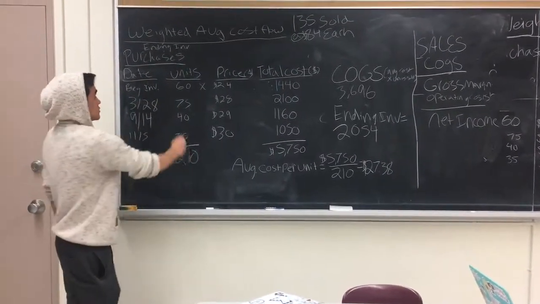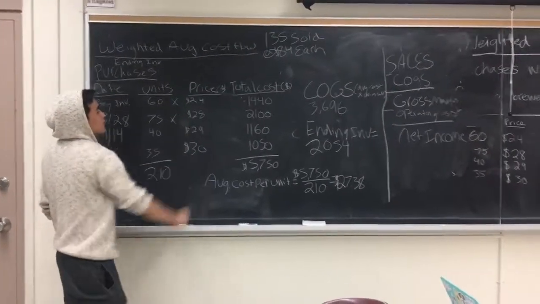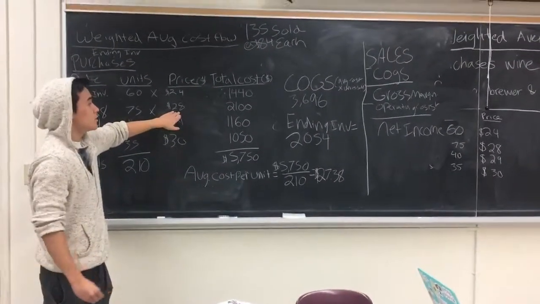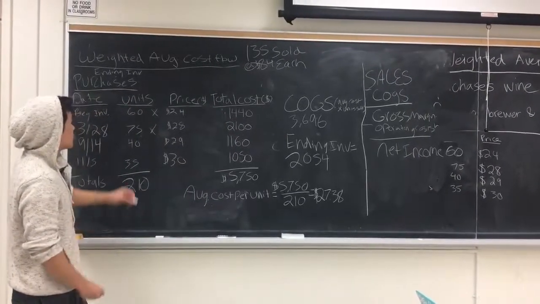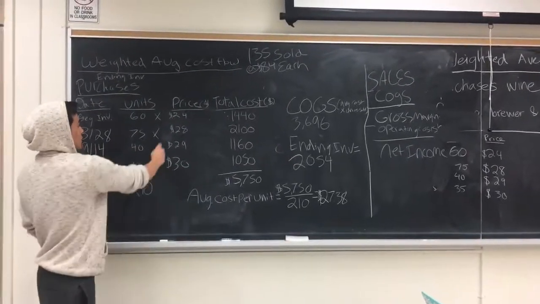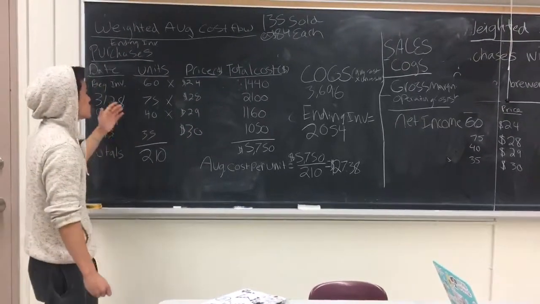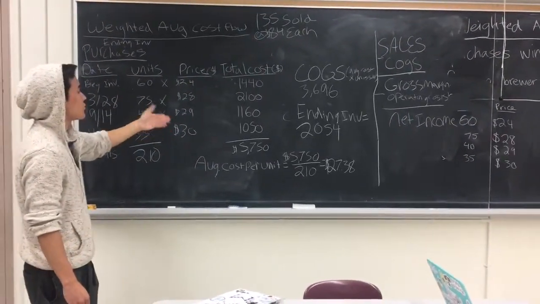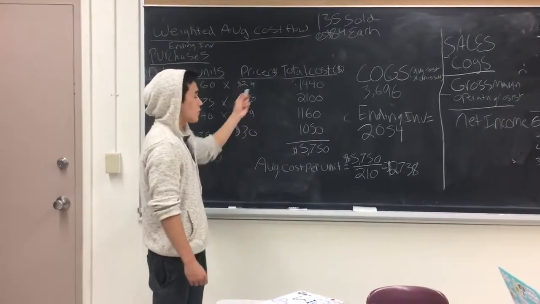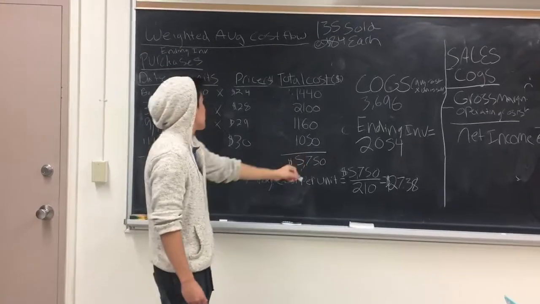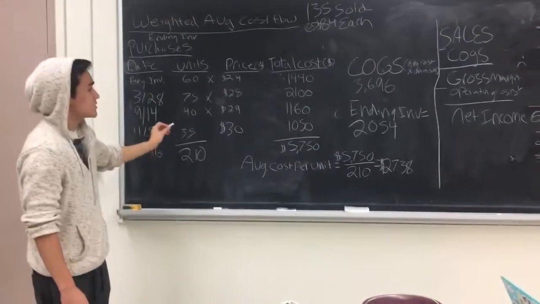Then you're going to go to this first purchase. It's 75 units here. You multiply that by the $28 per unit. That's $2,100. That's your total cost. Then you're going to do 40 times 29. Again, you're going to have 1,160, and then you're going to have 35, which is your last purchase, multiplied by $30 per unit. That's $1,050. So your total cost of all the units is $5,750, and the total amount of units, which is just all the units added up, is 210.